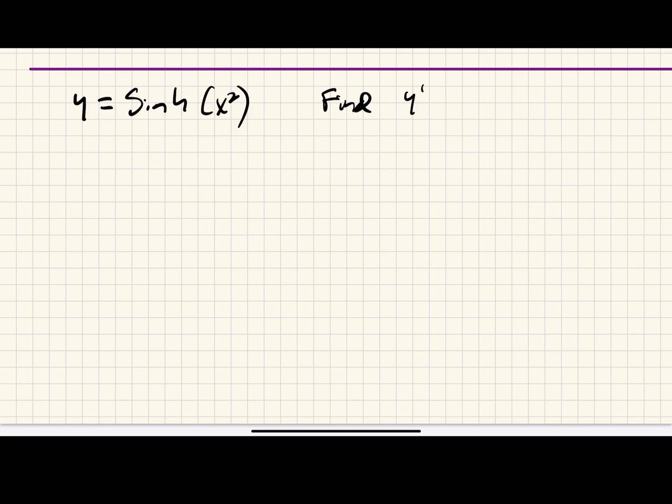So I'm thinking, my outside function is hyperbolic sine, right? So I'm going to do the derivative of the outside times the derivative of the inside, right? So the derivative of hyperbolic sine is hyperbolic cosine. And then the derivative of x squared is 2x. So it's just nothing more than that.